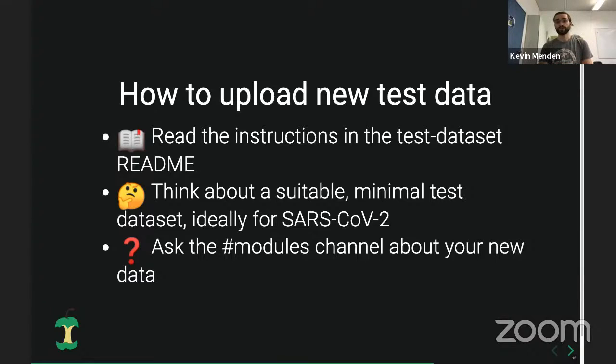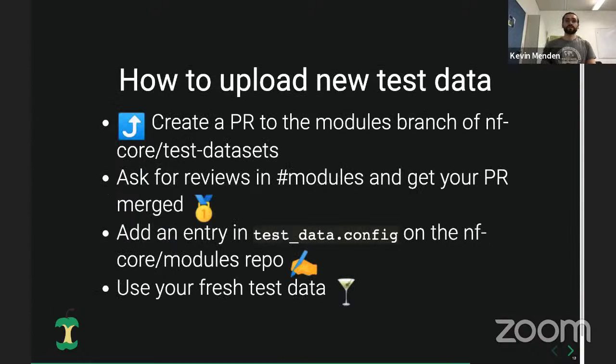And once you identified something, it's best to ask in the modules channel if that's actually working or if there are some other opinions about this, just to get the discussion going if that's suitable for the test dataset repository. Once that's okay, you can basically go ahead and start to create a pull request to the test datasets repository, again to the modules branch, and then ask for reviews in the modules channel and try to get your pull request merged.